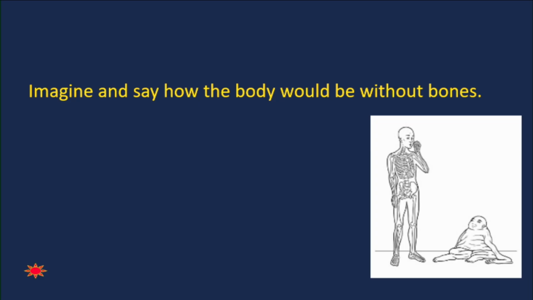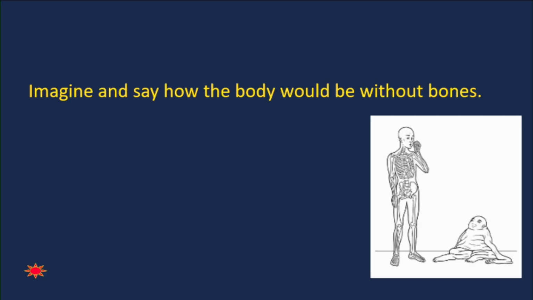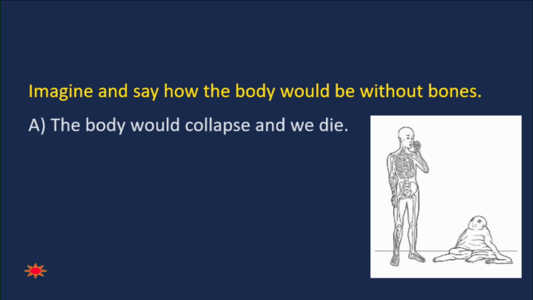Look at this picture. In the first picture, you can see the man is standing erect because of the backbone, and he is able to do all the works very effectively. If there were no bones, how would the body be? Look at the second picture children. How is the body? All the internal organs are collapsed. He is unable to move. He is unable to breathe. So, finally what happens? The body would collapse and we die.